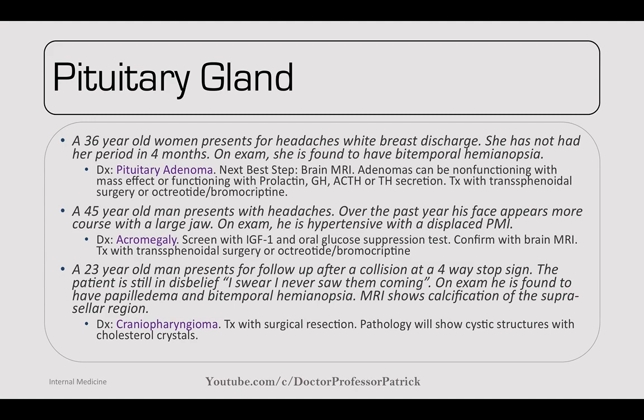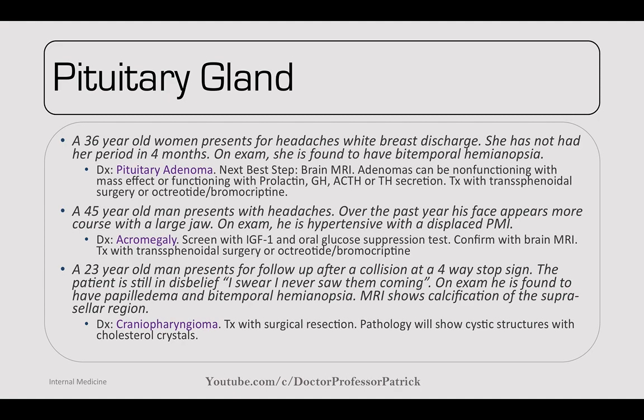So we've got a 36-year-old woman who presents with headaches, white breast discharge, and she hasn't had her period in 4 months. On exam, she's found to have bitemporal hemianopsia, where she's unable to see the periphery of her right and left visual fields. So the diagnosis would be a pituitary adenoma. The next best step for pituitary adenomas is a brain MRI.